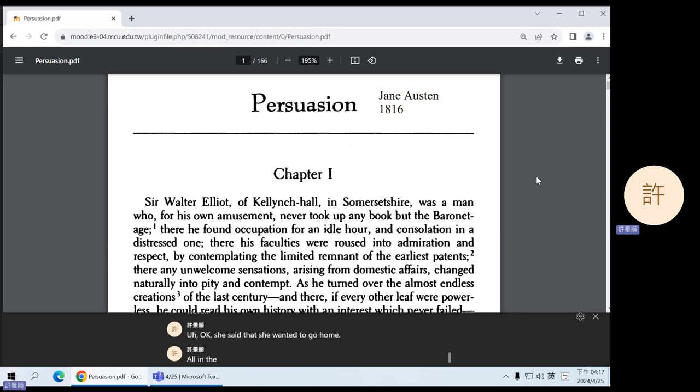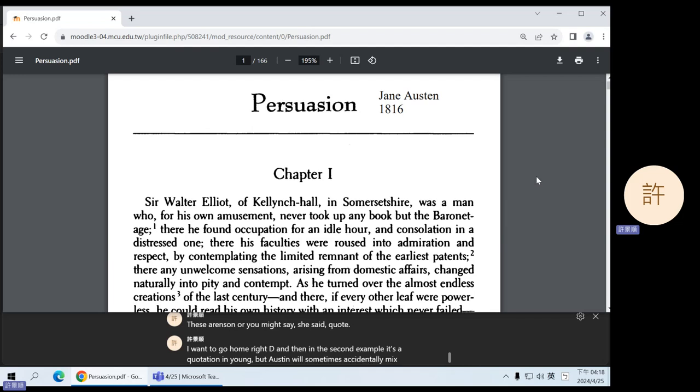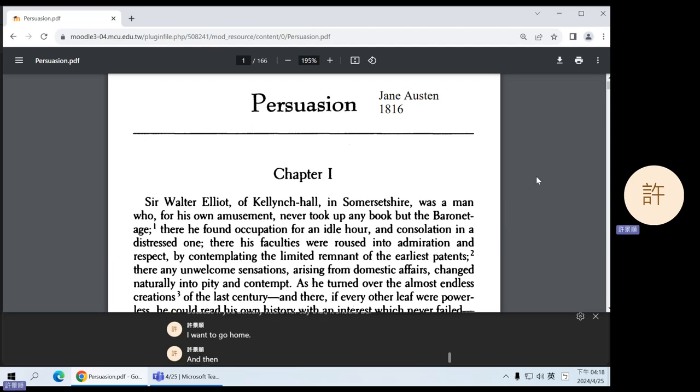All in the third person. Or you might say, she said, quote, I want to go home. In the second example, it's a quotation, 是引用. But Austen will sometimes accidentally mix these two. She will say, she said, quote, she wanted to go home, which is technically wrong. Because if you actually heard her say that, it should be, I want to go home. And then sometimes the grammar is also not exactly the same as it is today. Very close, but some sentences might be a little bit confusing if you don't know what's going on.